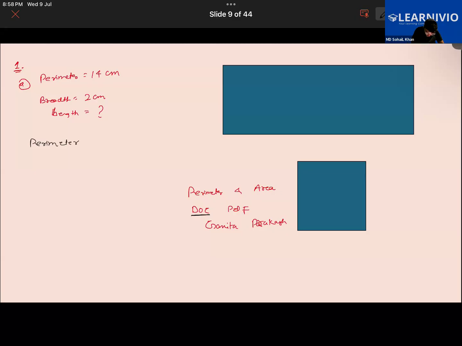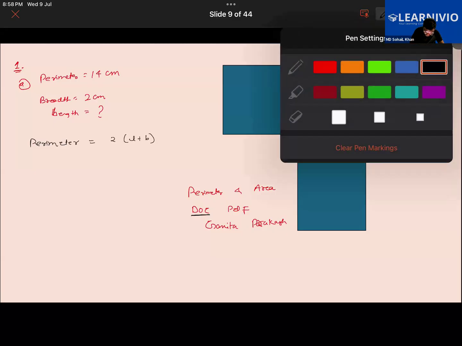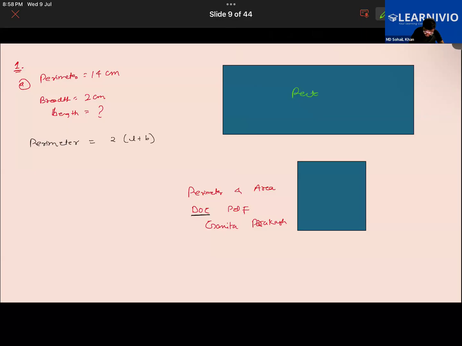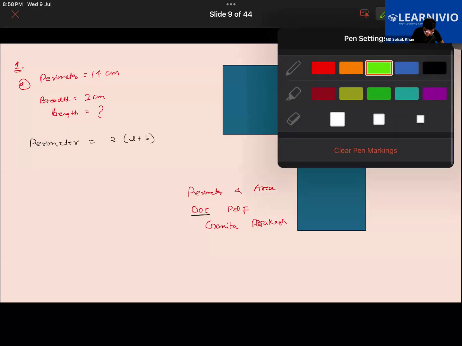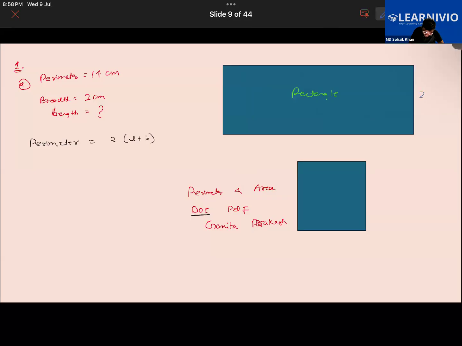See, perimeter equals 2 times length plus breadth. Since we are talking about the rectangle here, in the given figure the breadth is given as 2 centimeter, and the length is not given. We need to find the length, and the perimeter is given already as 14 centimeter. Tell me how much you got. 7 centimeter. Okay.